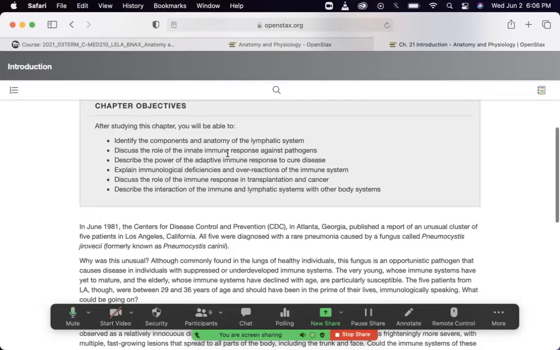And these things that we're going to be talking about today, they're adaptive. They adapt to the environment, and they adapt to the things that could potentially attack our bodies and could be potential pathogens.